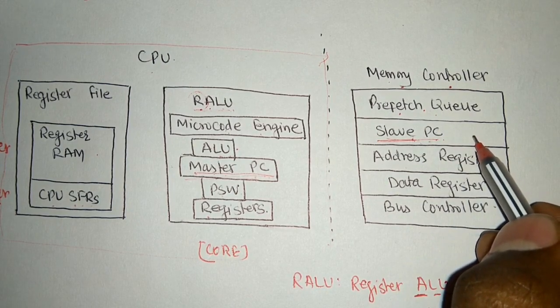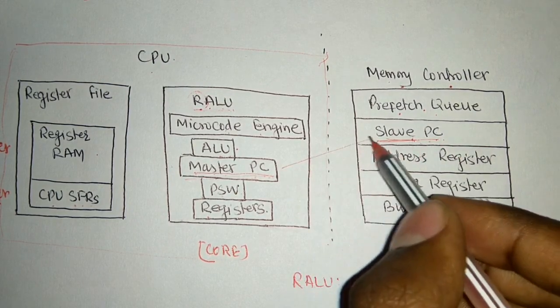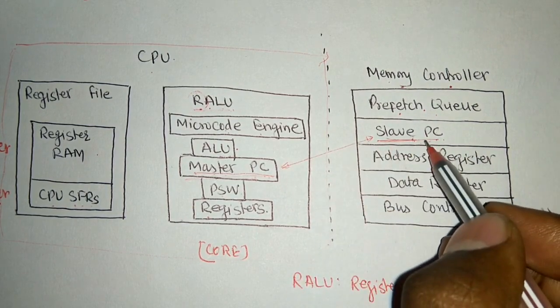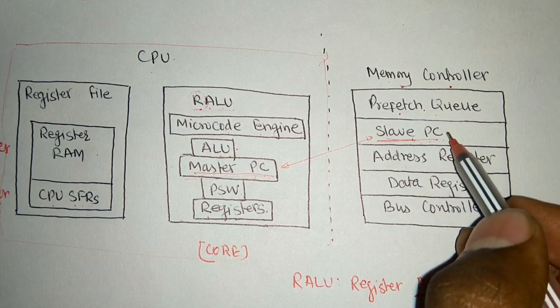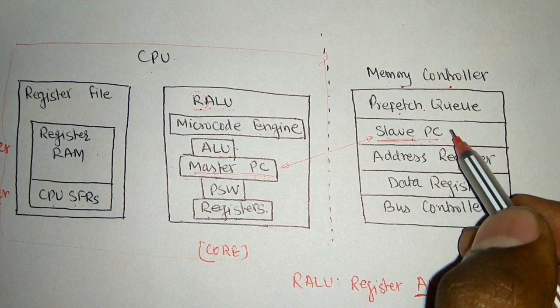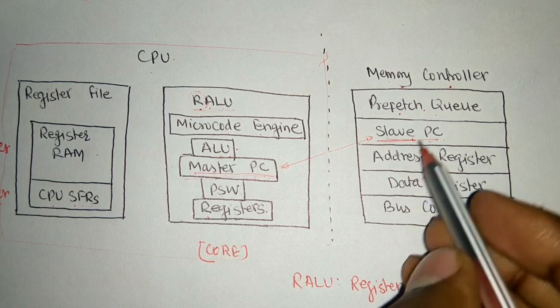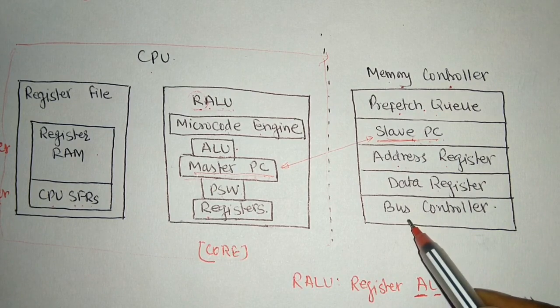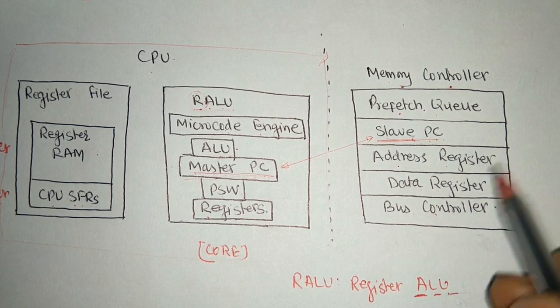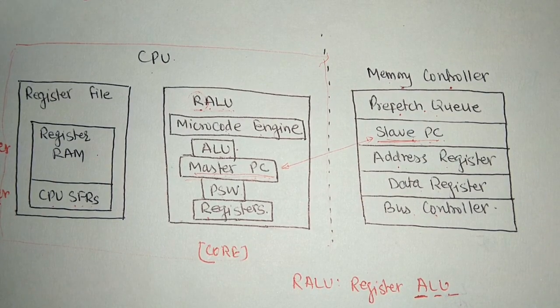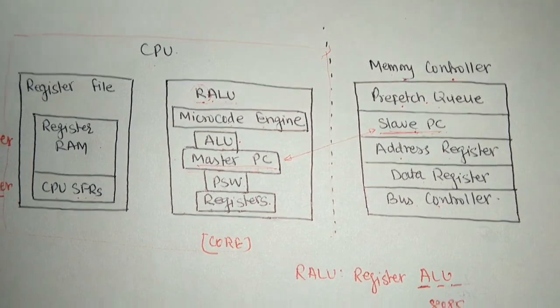Okay, so it will be coordinating with our master controller, and it will be holding the address of the next instruction. That will help again in increasing the speed of instruction execution, right? And then we have our address registers, our data registers, and our bus controllers, just as we had in our microprocessors. Okay, so that is the basics of any microcontroller's architecture. We are not going into the detail of it.